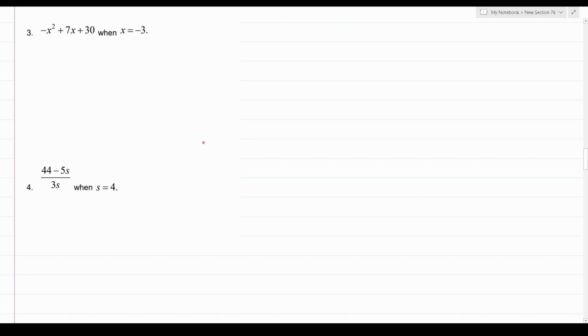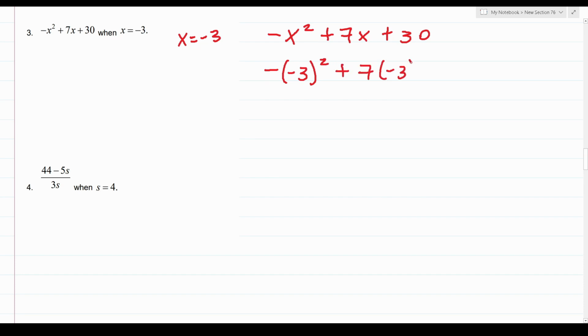All right, let's take a look at example 3 here. We're evaluating the expression negative x squared plus 7x plus 30 when x is negative 3. So first, we're going to go ahead and substitute negative 3 wherever we see x in this expression. So this becomes negative 3 squared plus 7 times negative 3 plus 30.